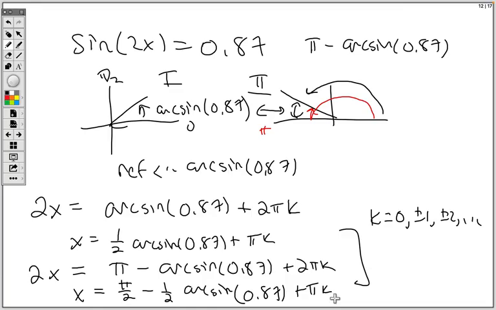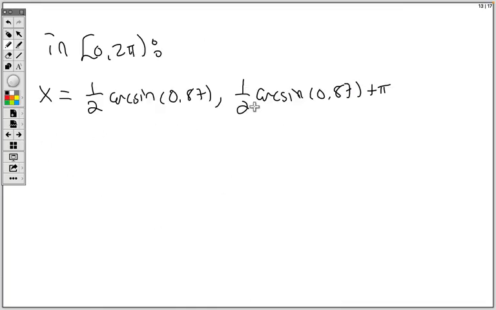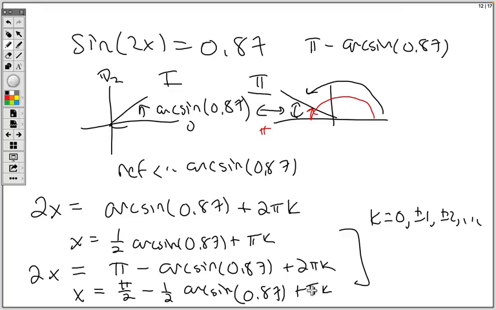When k equals 0 here, I get pi over 2 minus 1/2 arc sine 0.87. Once again, arc sine 0.87 is between 0 and pi over 2. So half of that's between 0 and pi over 4. So pi over 2 minus that would be a positive number. And it would be less than pi over 2. So it would be less than 2 pi. Now what if I add pi to this?